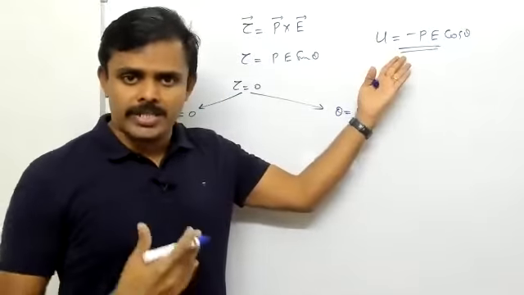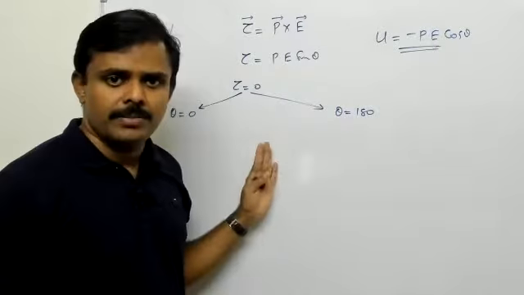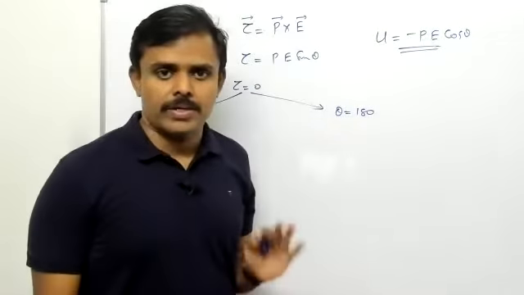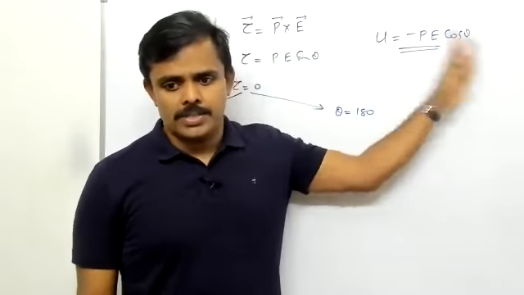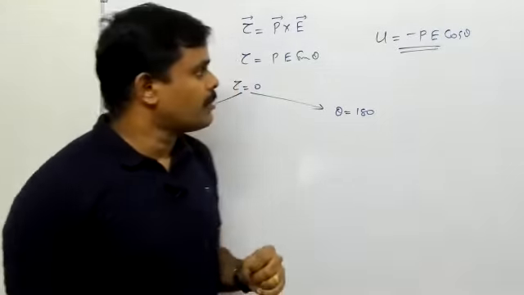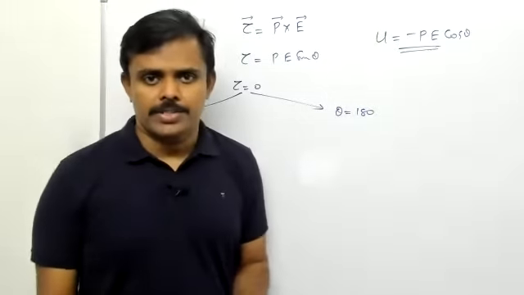Then you learn potential energy due to a dipole. Sometimes in schools, they might be taking this along with this section. But anyway, just know the equation. What is the equation for potential energy? Minus PE cos theta. Potential energy of a dipole is given by minus PE cos theta.